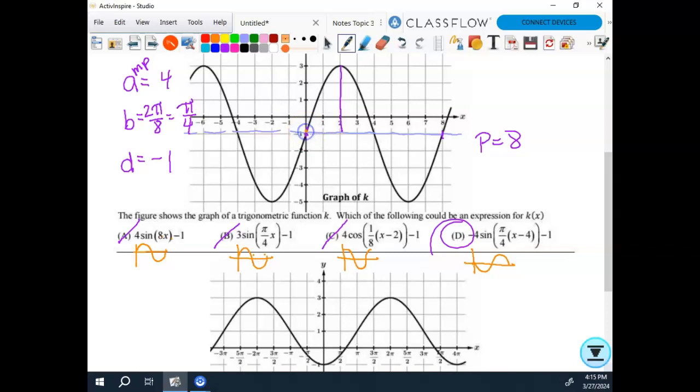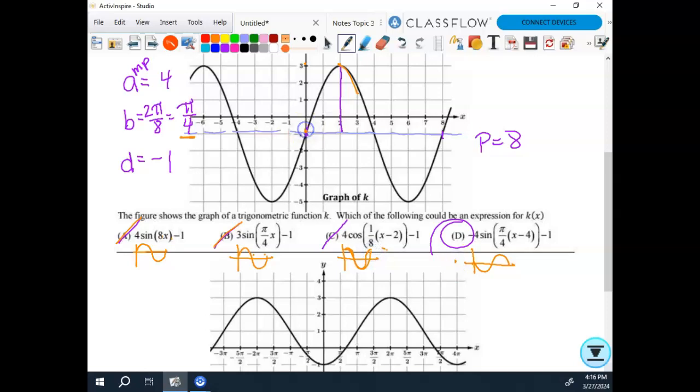But this one says the amplitude is 3, which it is not. That's why I get to mark that one off. This one says the amplitude is 4. It's positive. All that looks good. But that's where we look for the period and the B value, and that's why we can eliminate that one. When we're shifting this, cosine starts up here. And if I shift to the right 2, if it starts up here, if I shift to the right 2 and I start drawing, then it's going to look like this. But look what happens with this one too.